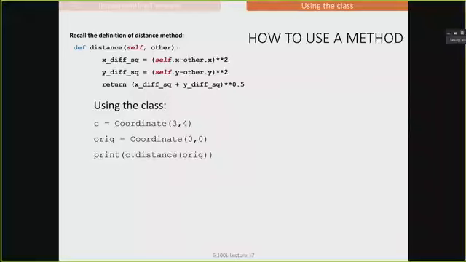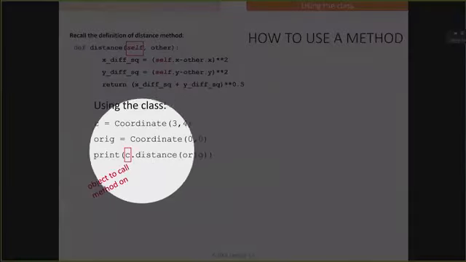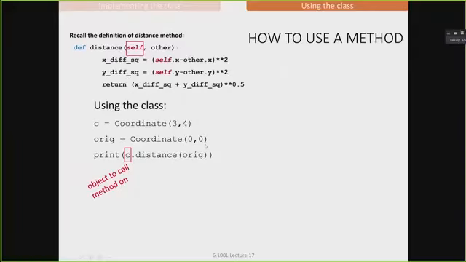So in terms of our class, here I've got two coordinate objects, right? And I've got dot notation being used here to find the distance between one object and another one. So the thing before the dot is an object I would like to use the distance method on. Pick one of them, c. Dot distance, the name of the method I would like to call. And in parentheses, I've got another coordinate object, orig.